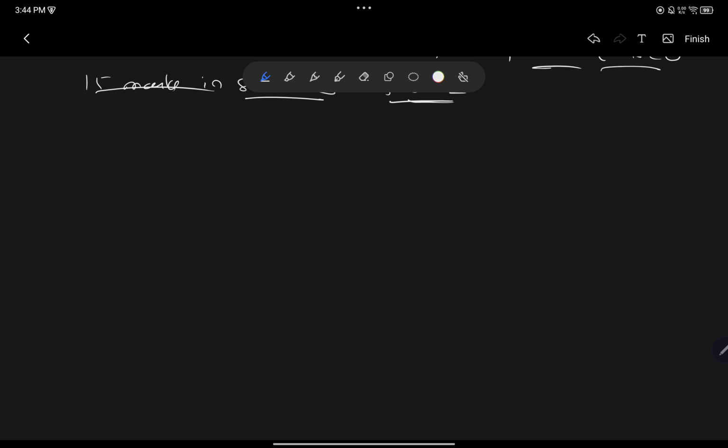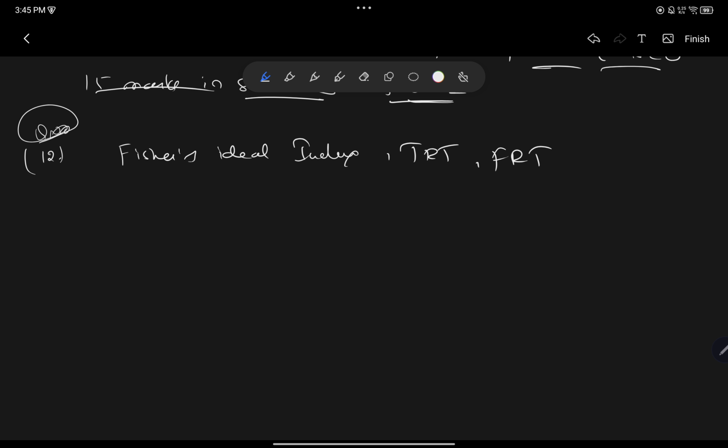As per the question given, question number 12, they have asked: calculate Fisher's ideal index. Also prove that it satisfies both the reversibility tests. It means that we have to calculate Fisher's ideal index as well as we need to check TRT and FRT. TRT means time reversal test, FRT means factor reversal test. This is question number 12 from the previous year question paper.